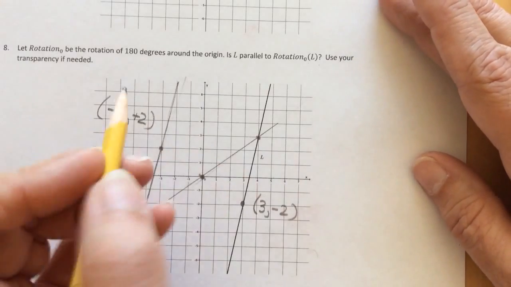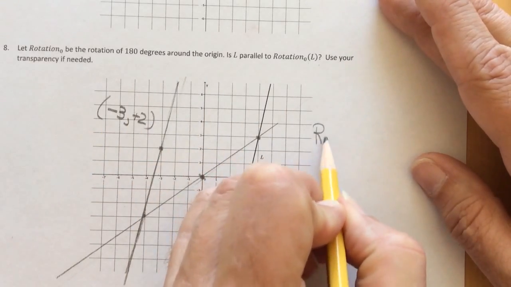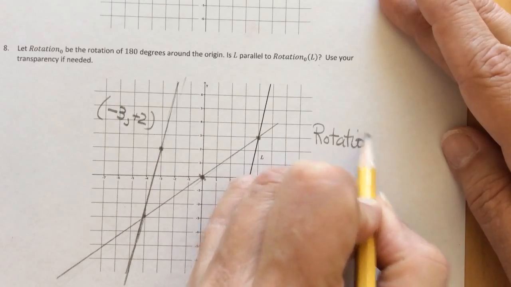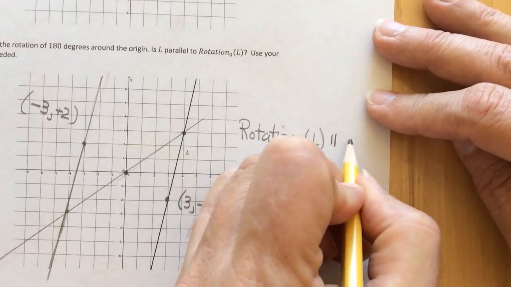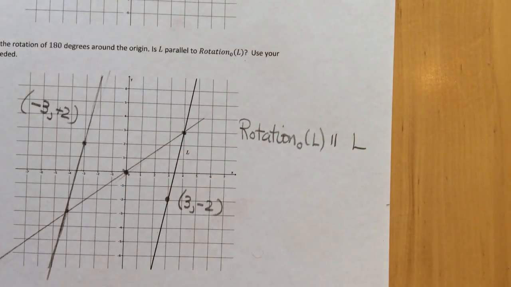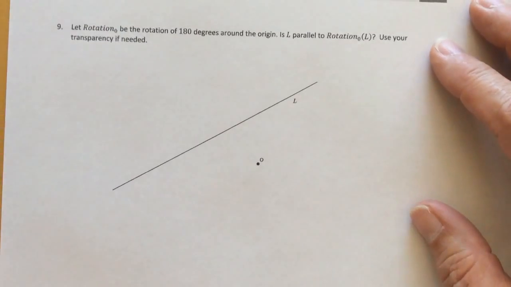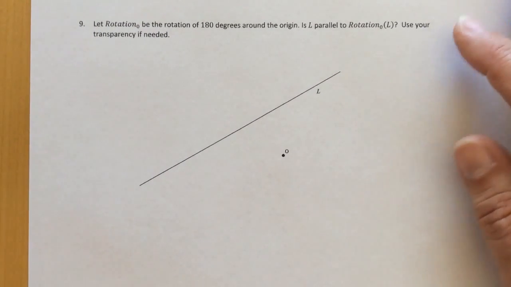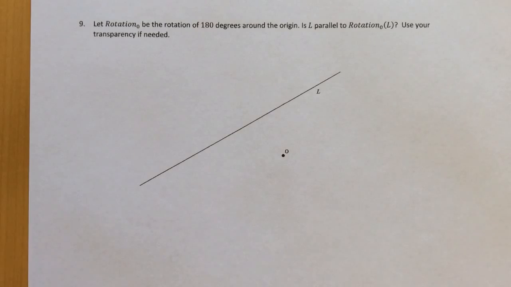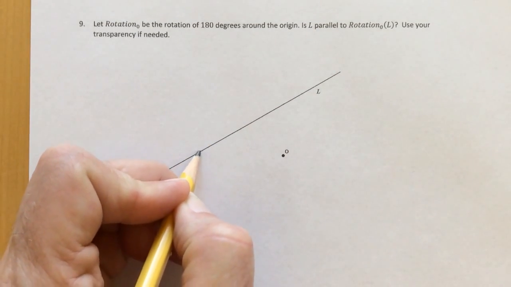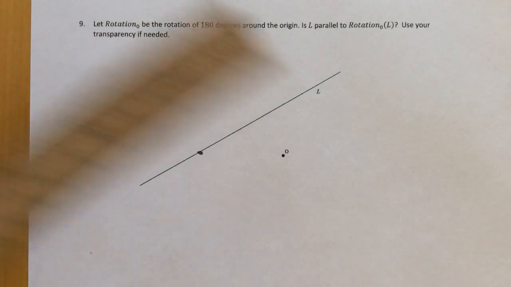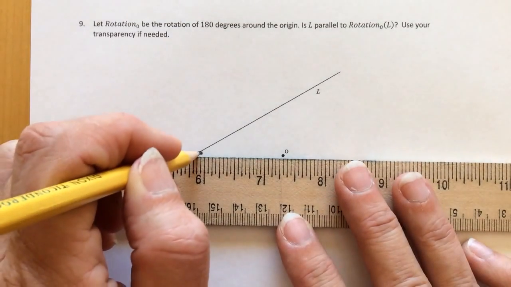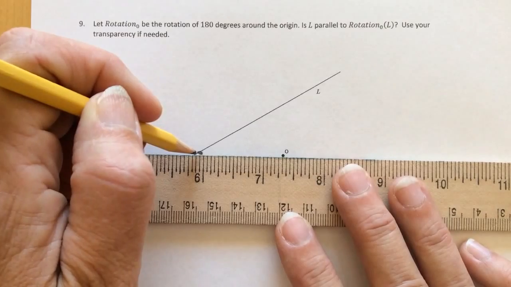So this is the rotation, the rotated line, and the original line, and they are indeed parallel. So rotation about the origin of L is parallel to line L. Okay, so exercise 9 has you do the same exercise without grid lines. But let's go ahead and use the same method that we've been using. I'm going to pick a point on line L, draw my line through the origin, through the center of rotation, O.